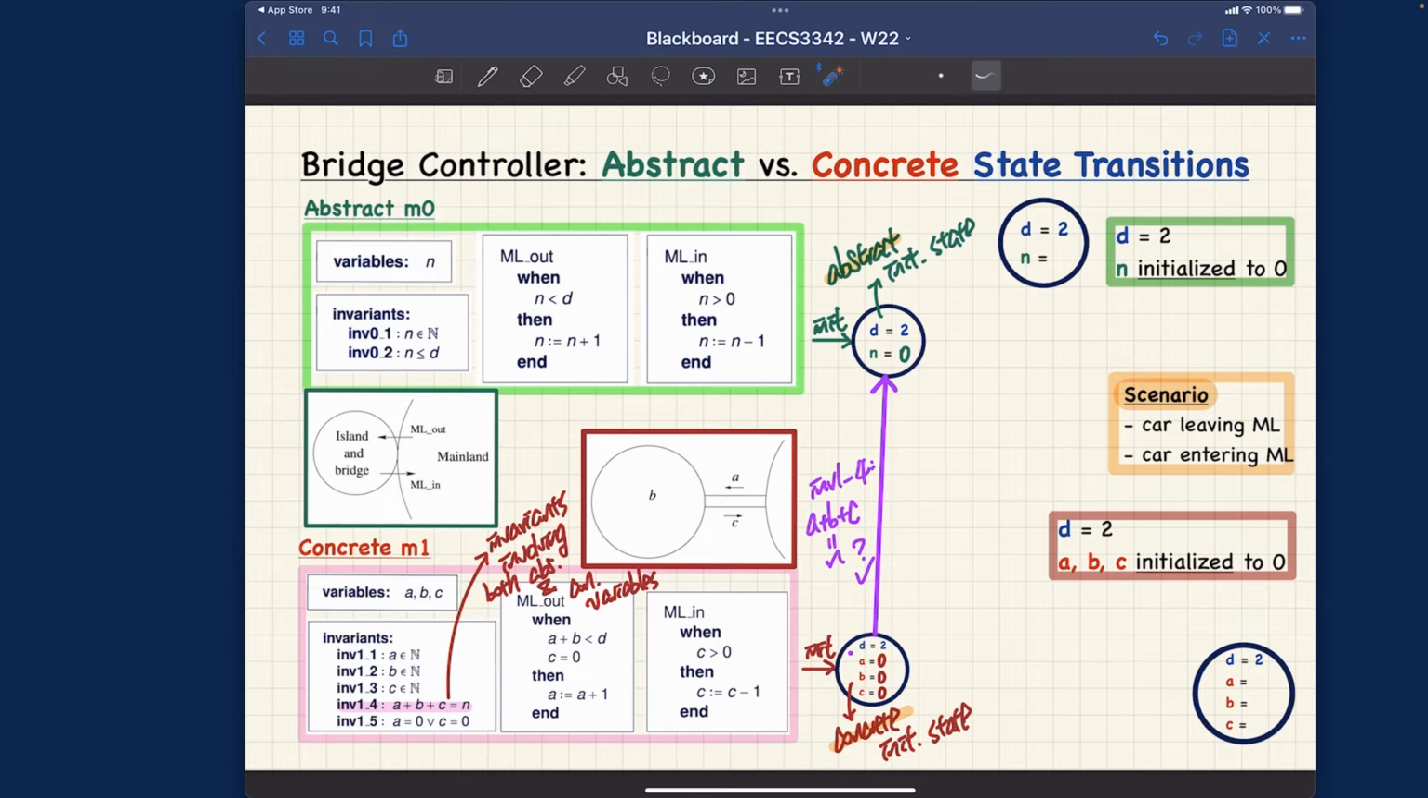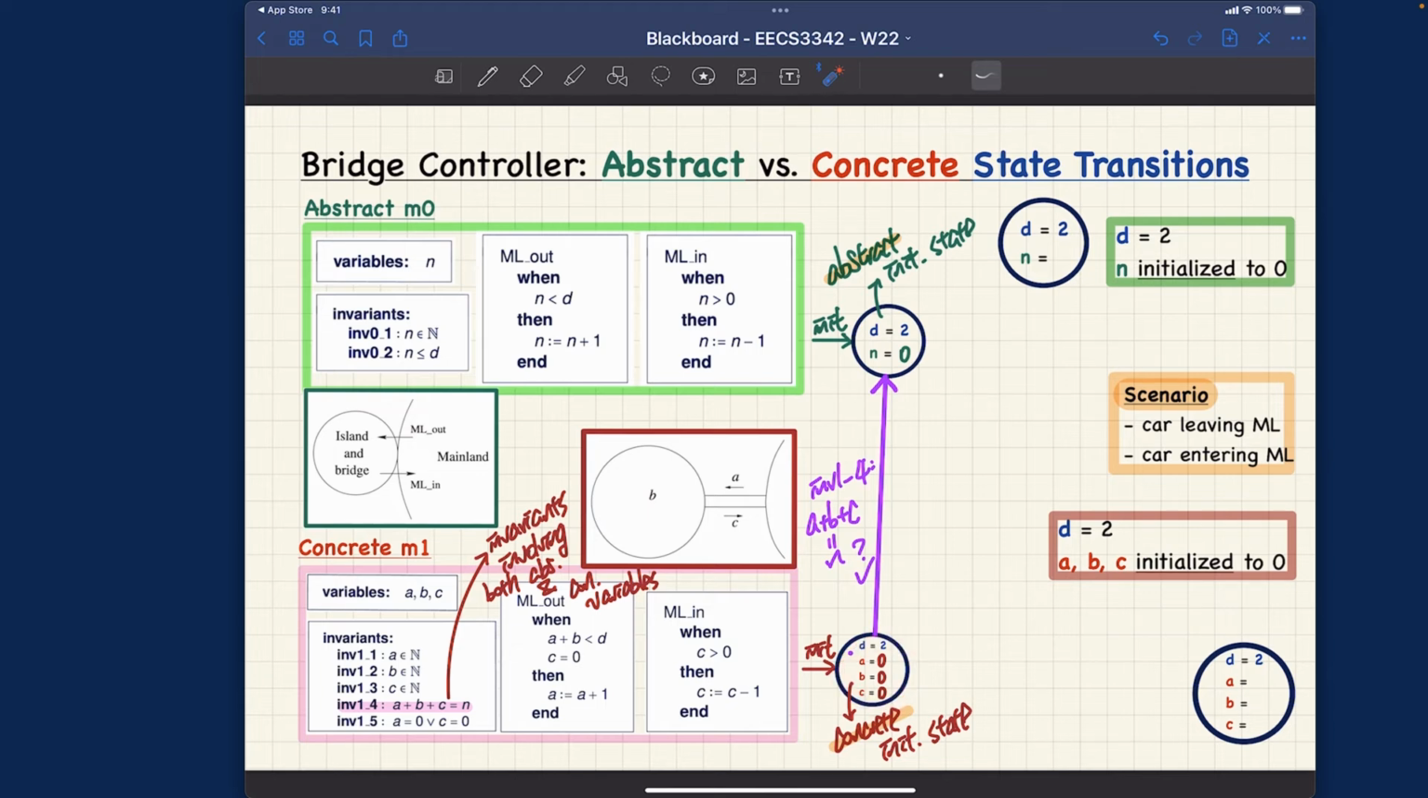Initially, let's think about the abstract case over here. Since the island bridge compound only contains 0, in that case you cannot really go this way over here, right? There's no value for you to actually decrement from 0. So that means the only way you can actually go is ML out, right? Similarly, for this concrete state here, that should be the same.